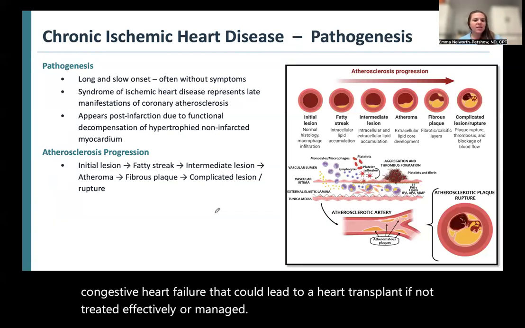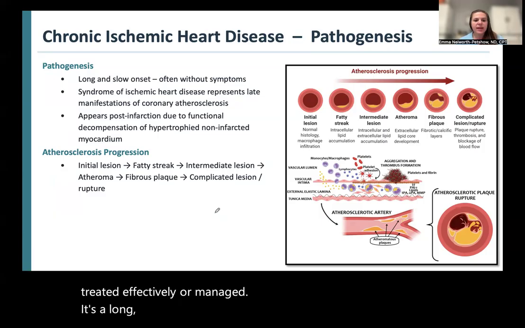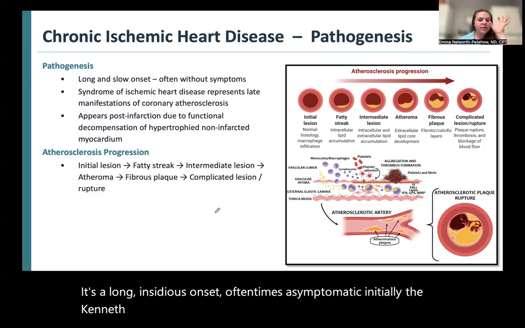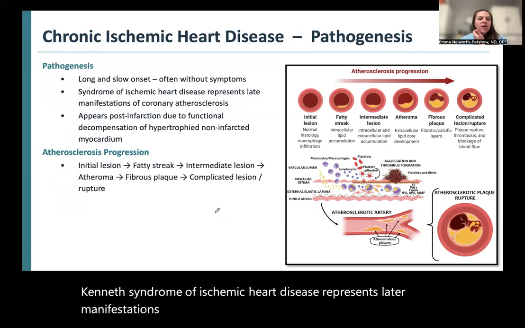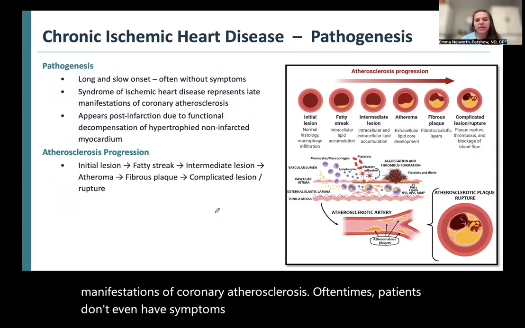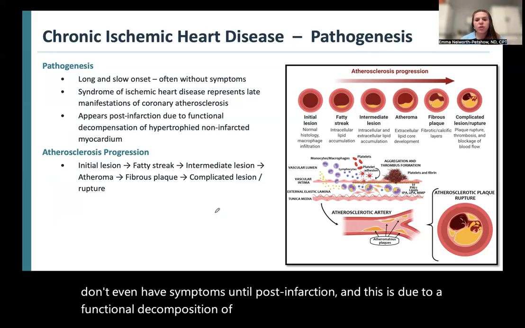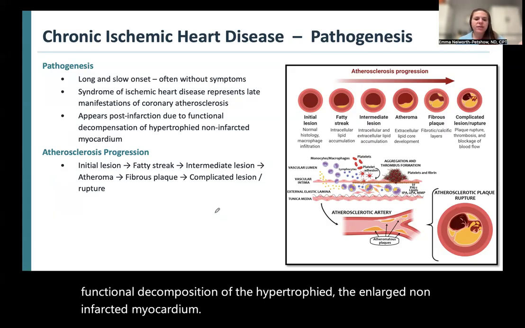It's a long, insidious onset, oftentimes asymptomatic initially. The syndrome of ischemic heart disease represents later manifestations of coronary atherosclerosis. Oftentimes, patients don't even have symptoms until post-infarction, and this is due to a functional decompensation of the hypertrophied, the enlarged, non-infarcted myocardium. So how does atherosclerosis progress?